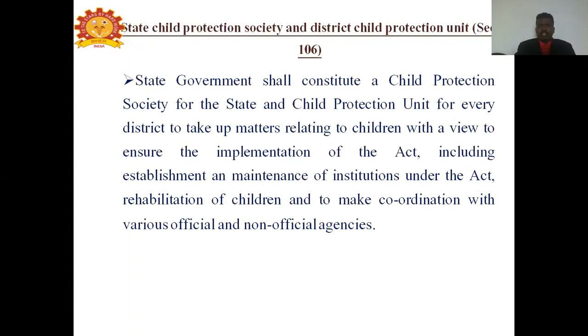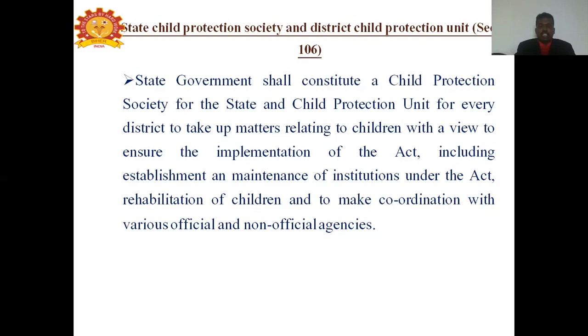So, state child protection society and district child protection units, this is section 106. It clearly tells us the state government shall constitute a child protection society for the state and a child protection unit for every district to take up matters relating to children with a view to ensure the implementation of the act, including establishment and maintenance of institutions under the act, rehabilitation of the children, and to make coordination with various official and non-official agencies. So this is very important.